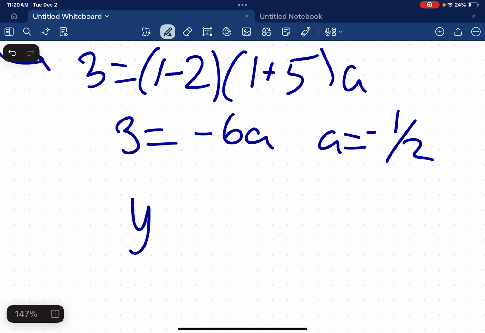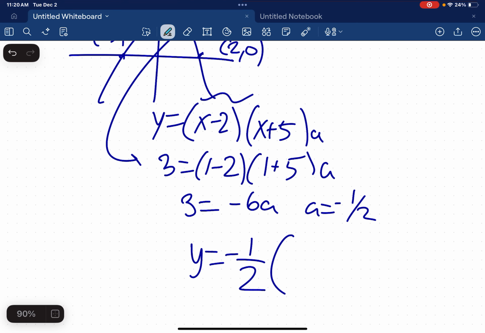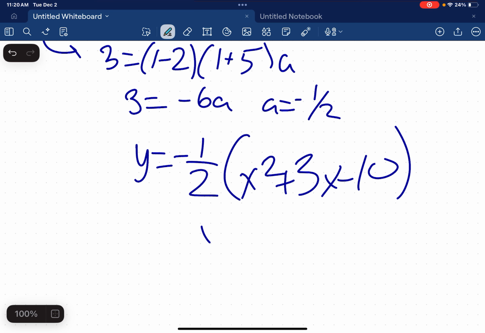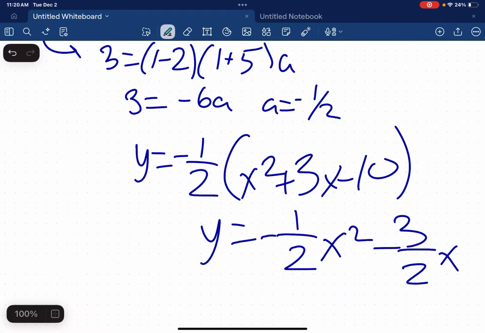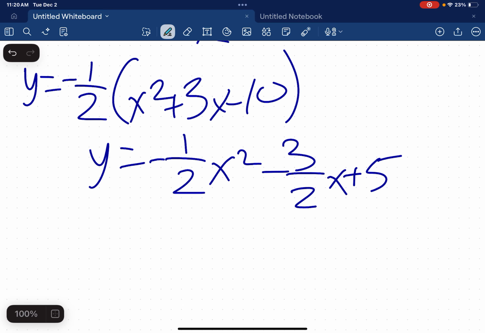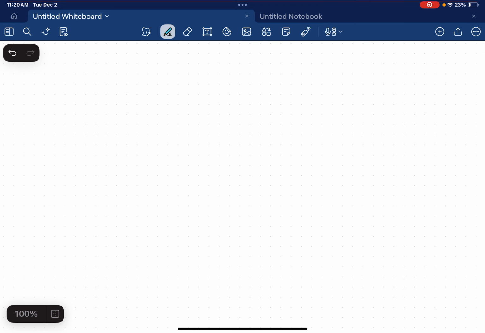Which means that y is equal to negative 1 over 2 times this whole thing simplified. This is equal to x squared plus 3x minus 10. Which means that y is equal to negative 1/2 x squared minus 3/2 x plus 5. I just meant 3/2 x, not x squared.